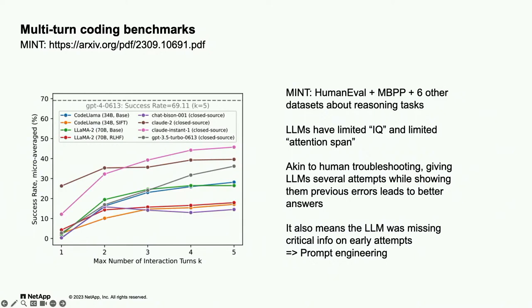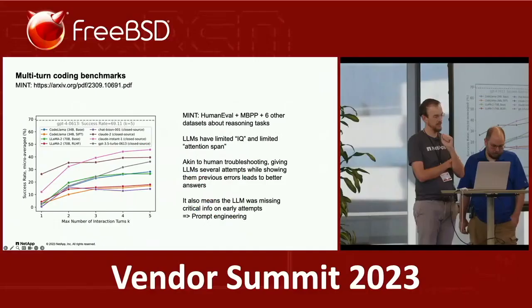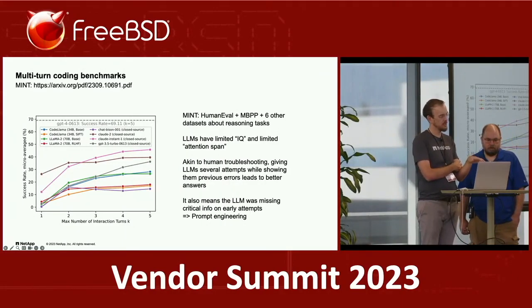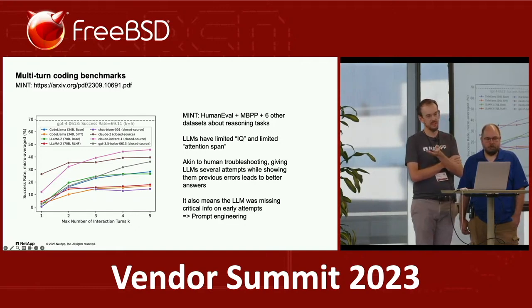And so I found these benchmarks here. This one is called MINT, that looked at multi-turn. And by that, I mean giving the model several attempts to get a question right. So that's what you're seeing here. Each line is a different model. The y-axis is the success rate or the score on a particular benchmark, and the x-axis is how many attempts it took. Right? And so there's a few things to note here.